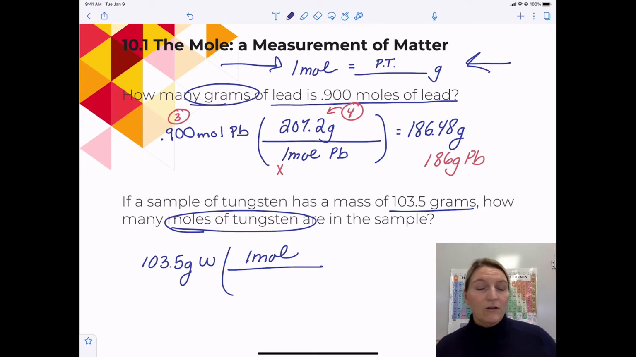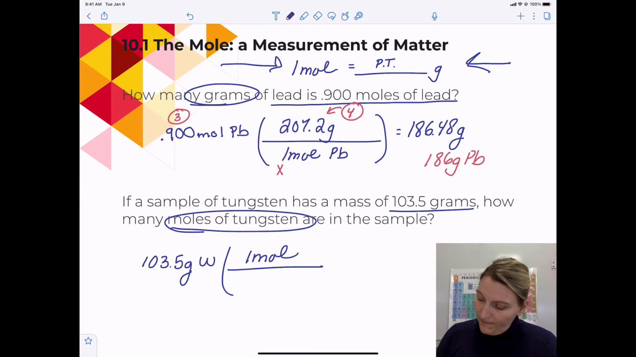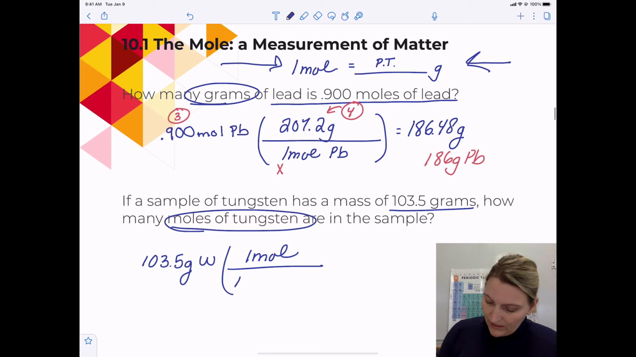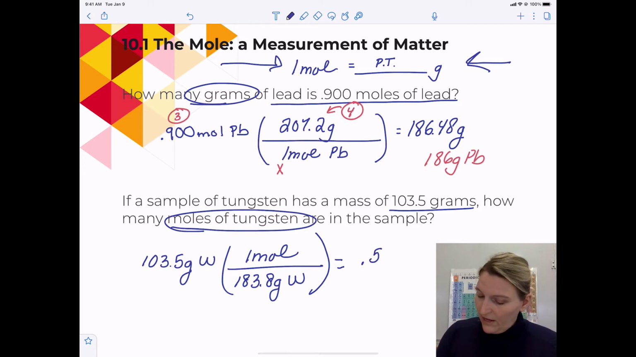So now if we take a look at tungsten is over here, number 74. So the molar mass of tungsten is 183.8 grams. So I take 103.5 divided by 183.8 grams. And again, thinking about significant figures, I get 0.563112, but to 4 significant figures, it's 0.5631. And again, that's going to be moles of tungsten.